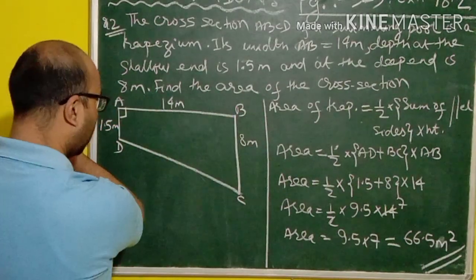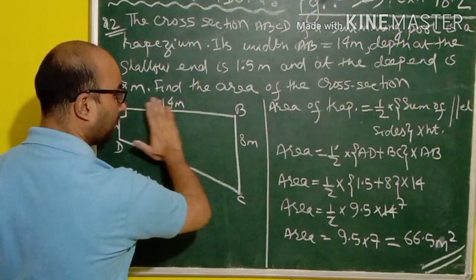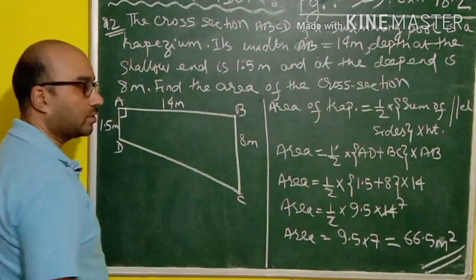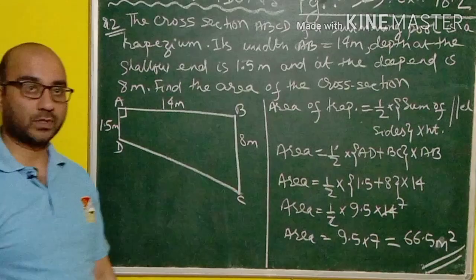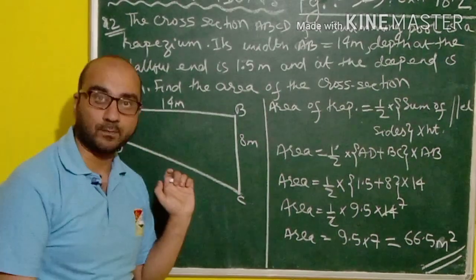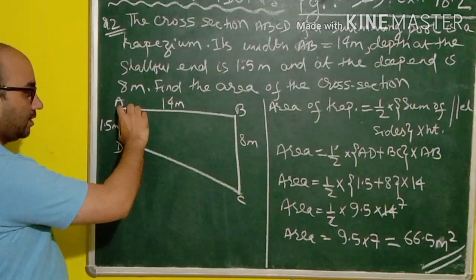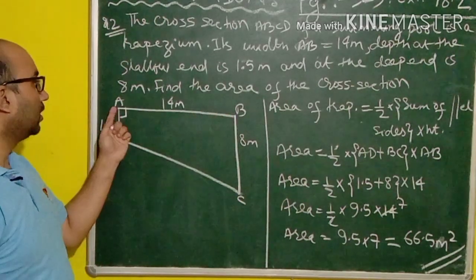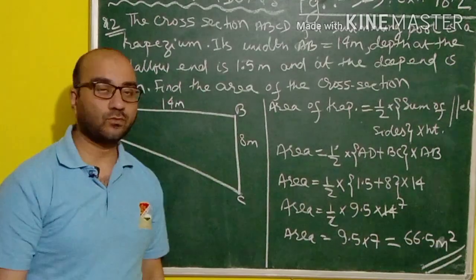Here it is shallow and it becomes deep here. So I'm slicing it and we are looking from the front. This is your cross section of the swimming pool. The cross section of the swimming pool so formed here is a trapezium. This length is given as 1.5 meter, this length is given as 8 meter, and this entire length is given as 14 meter.